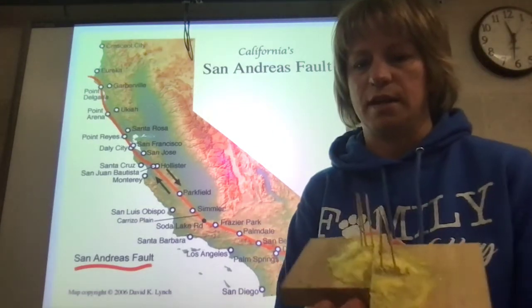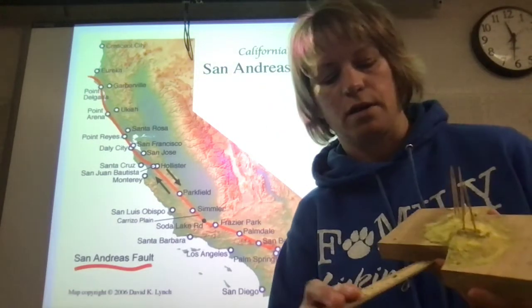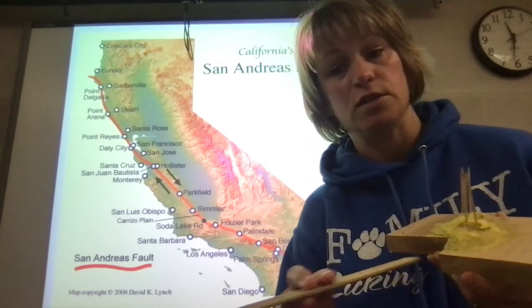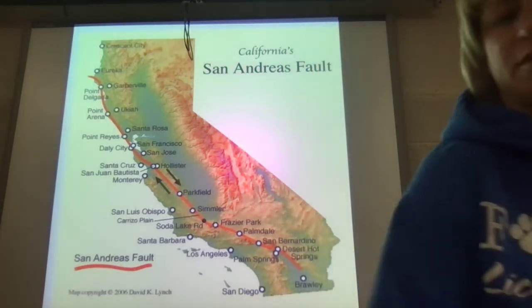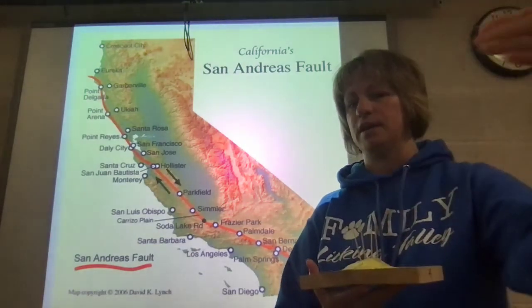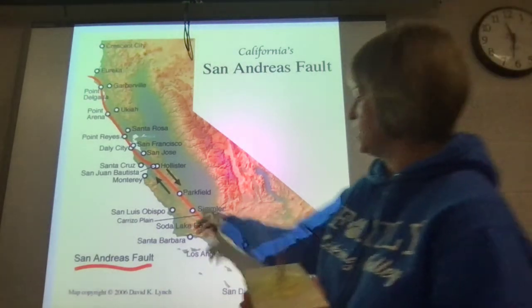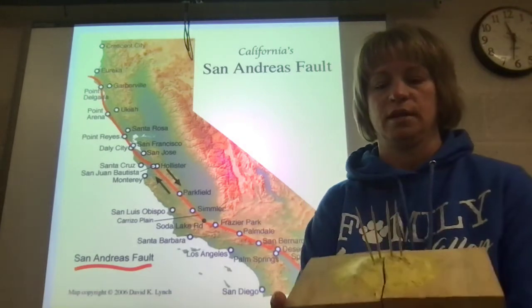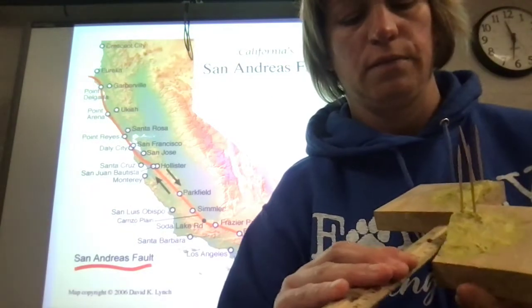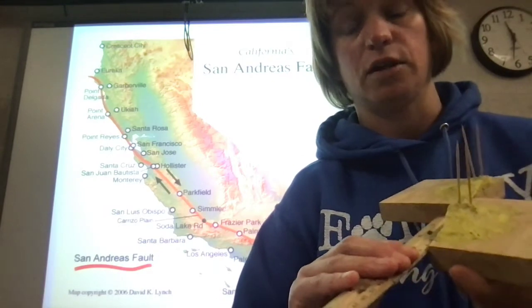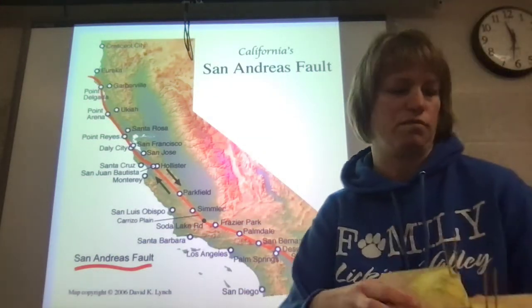This displacement, here we go. This one is only 3 centimeters. So we have 4 centimeters, then 3. Now this is representing movement on a different location of the fault line. So maybe this is like Parkfield. Here we go. Whoa. Okay, get ready. This is much bigger than the other 2, 8 centimeters of movement.